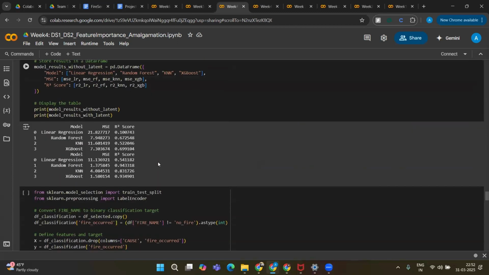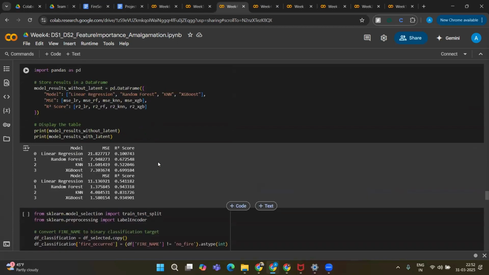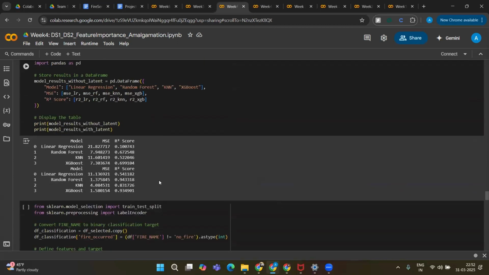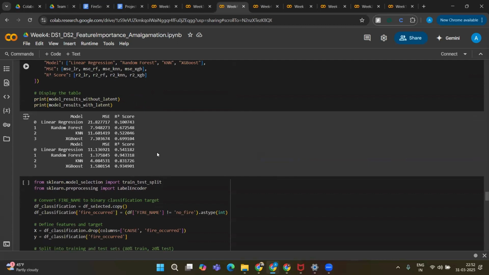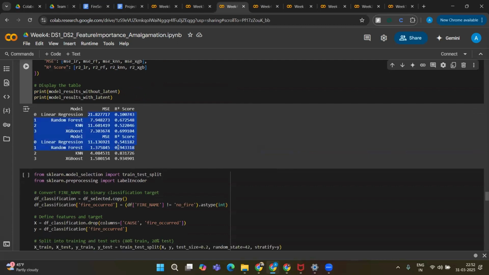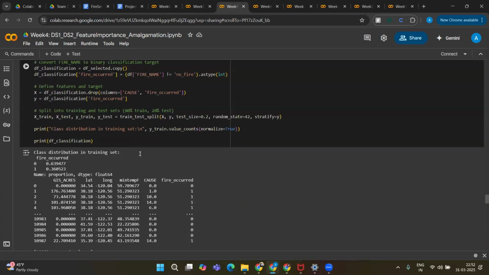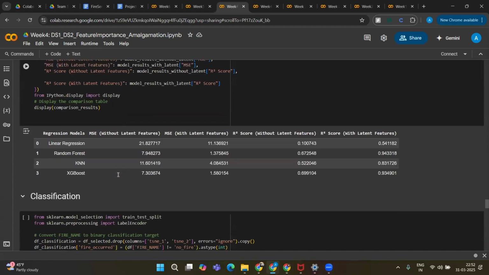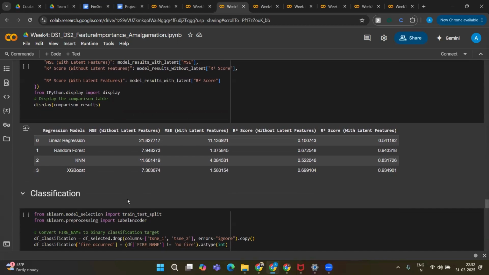So above we did for normal features without latent. These are with latent. At last you can see with latent features and without latent features classification techniques. At last we can see the table of the comparison, seeing the model's accuracy and recall between the features and features with latent features.